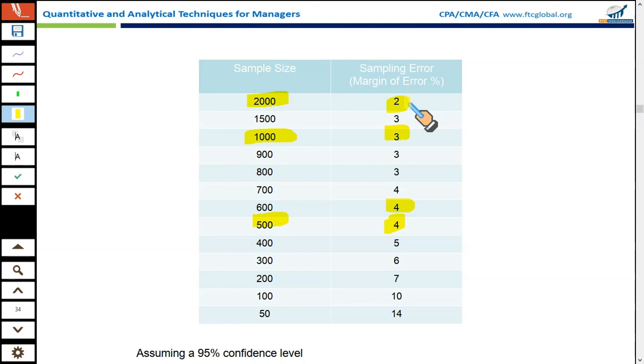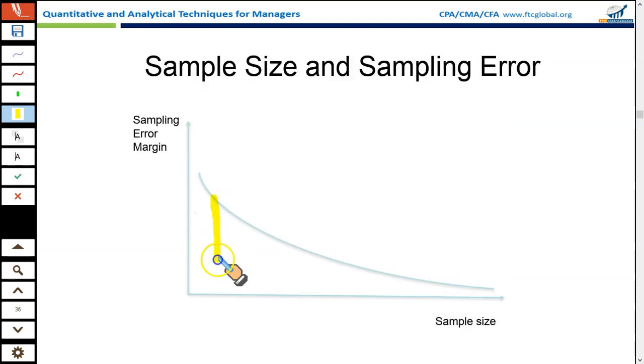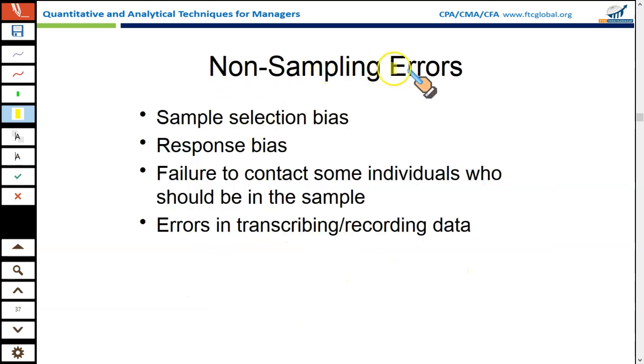So this shows that as you expand the sample size, the sampling error decreases, but not linearly. Not linearly means this: as the sample size increases, as you can see, 50 to 100 to 200 to 1000, the error margin decreases, but it decreases diminishingly. That's what it is. Non-sampling error.